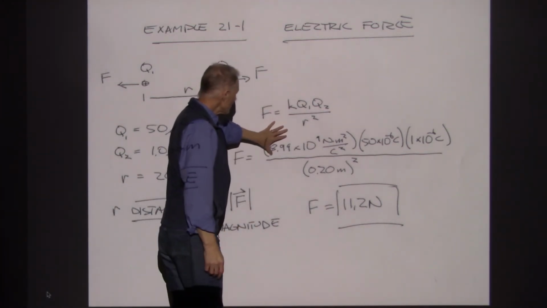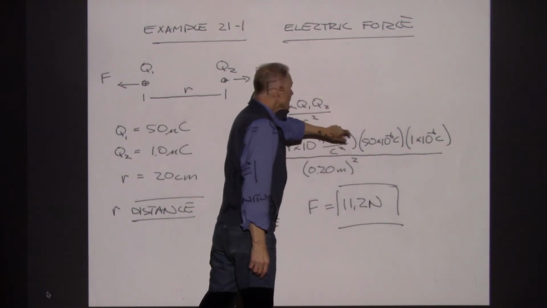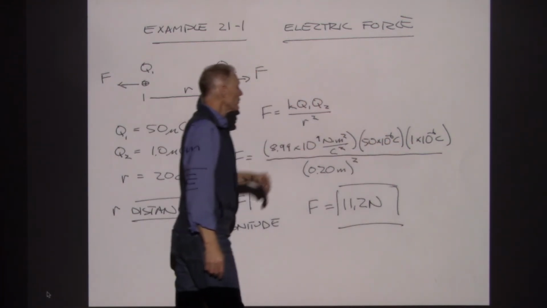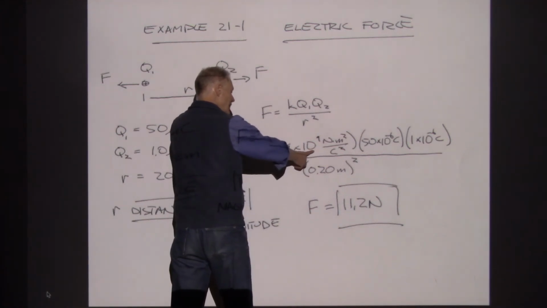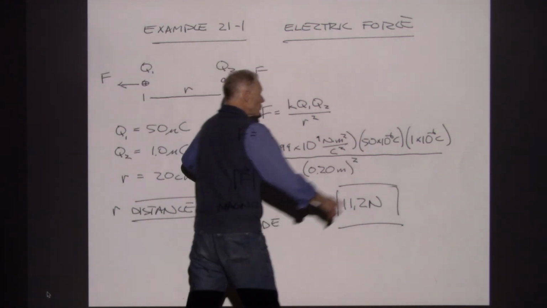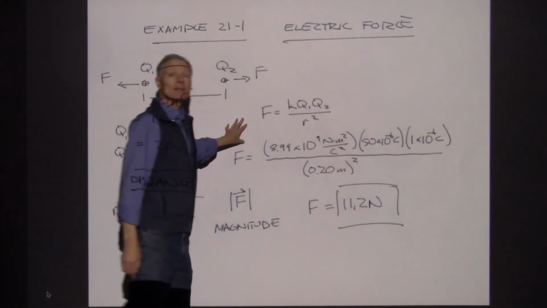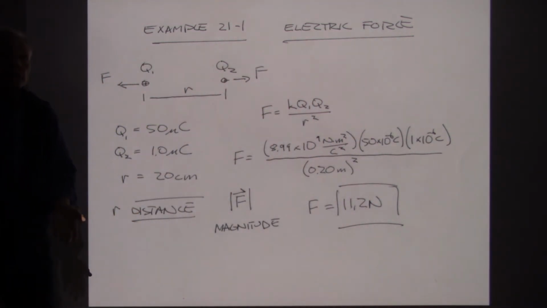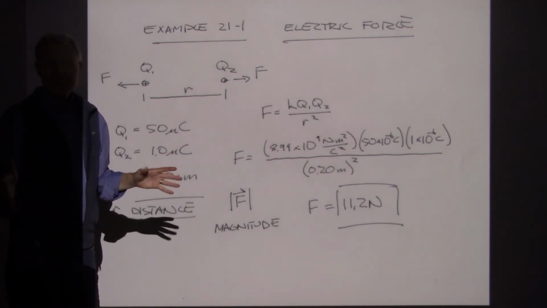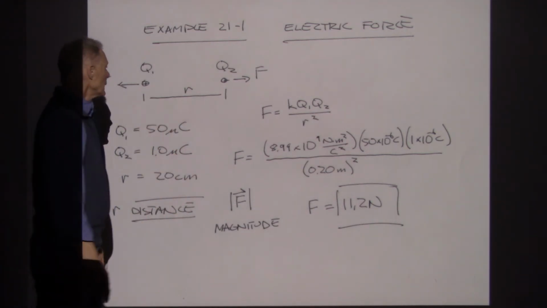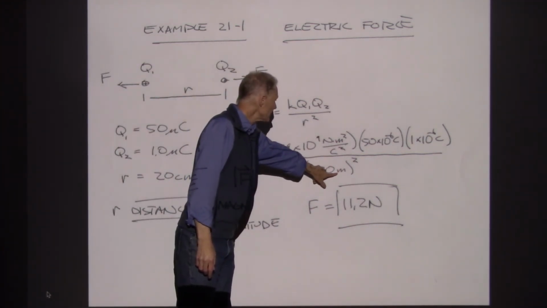So I put all the numbers in, 8.99 times 10 to the 9th. I put all the units in. This one was 50 microcoulombs. Now what I'm going to end up with is a 10 to the 9 here, and 10 to the minus 6 and 10 to the minus 6, because those were microcoulombs. Again, I don't want to miss 10 to the minus 6, because that's like a factor of 1,000,000. And then the units for the distance, I need to get those converted into meters.